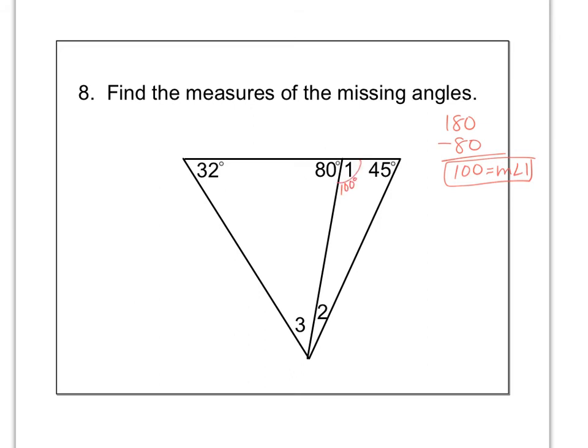So now we could find angle 2. So if you think about this triangle on the right, I'll outline it in blue. Those three angles inside of there need to add up to 180. So 180 minus 100 minus 45 leaves 35. And so angle 2 down here is 35 degrees.